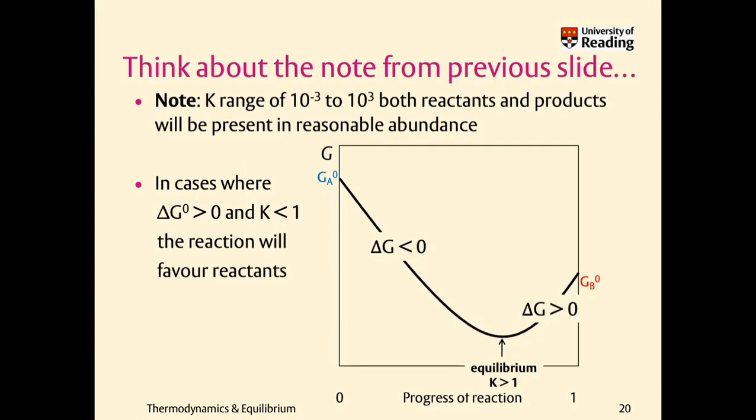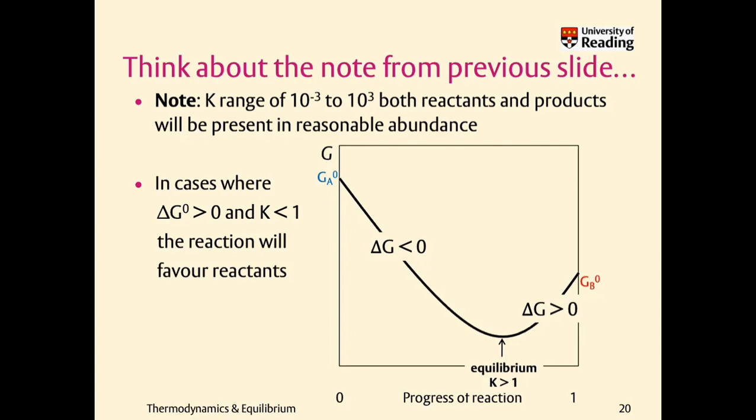My final summary slide for this lecture provides an explanation of how G, the free energy, changes during an equilibrium reaction. Remember that K, ranging from anything from 0.001 through to 1000, will have reasonable amounts of both reactants and products, so will be an equilibrium reaction. But will the reactants be favoured or the products be favoured?